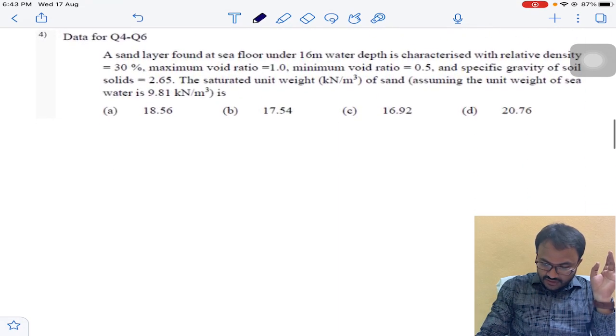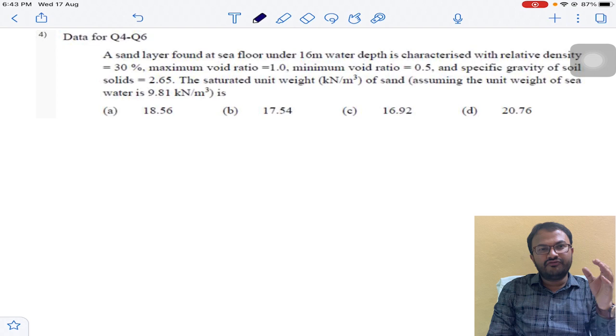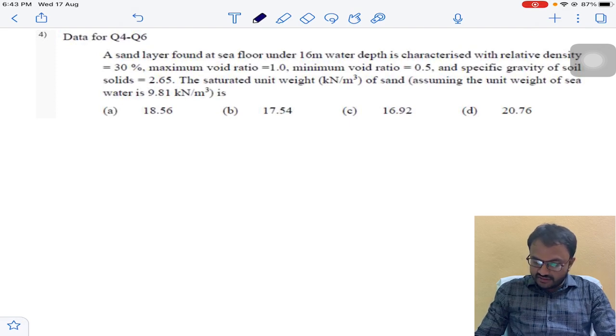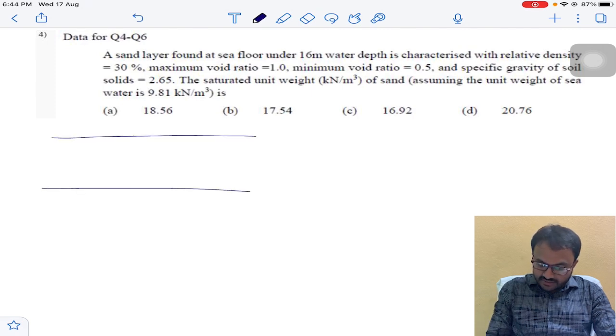Coming to question number 4. Here also 4 to 6 the data is same. 4, 5, 6 questions are common data questions. A sand layer found at a sea floor under 16 meter water depth. So that is the water depth here it is 16 meters, and there is a sand layer here. This is sand layer.